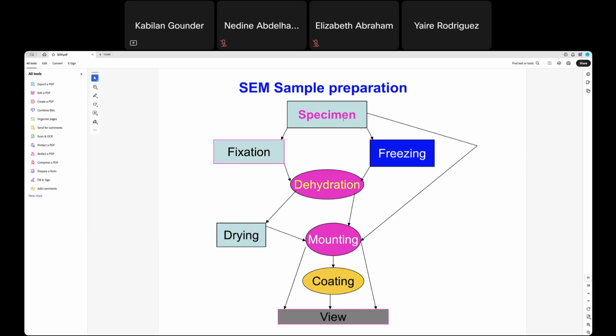Also, you can have a sample with freezing. If you fix your sample with freezing and also liquid nitrogen, then it requires dehydration, then mounting, and then coating and observation. So these are 3 different approaches, right? With the scanning electron microscope, you are able to process your samples.